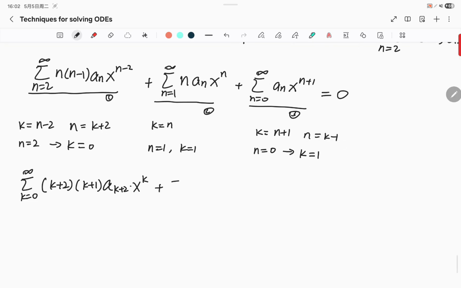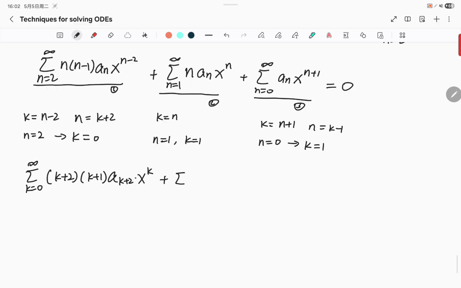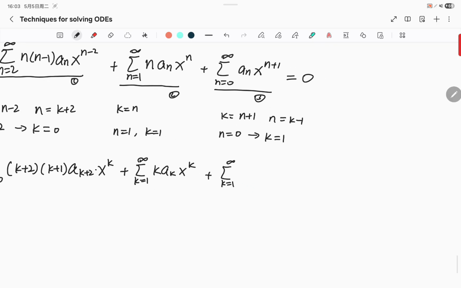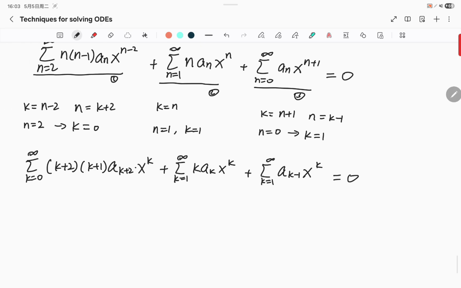And then my second series starts from 1. And since k is equal to n, just replace n simply by k. And my third series, we have the starting value k equals 1. Whenever you see n, replace it by k minus 1. Let me just double check.